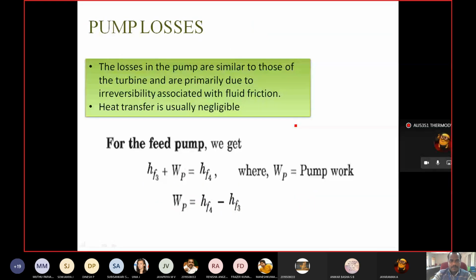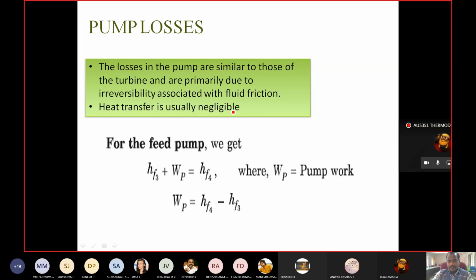Then there will be pump losses. The losses in the pump are similar to those of the turbine, and primarily due to irreversibility associated with fluid friction, right? So because of the friction, there may be some losses. There may be some heat losses, but heat transfer is usually negligible here.